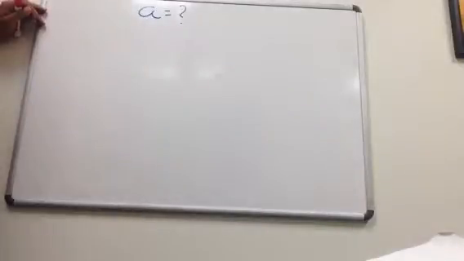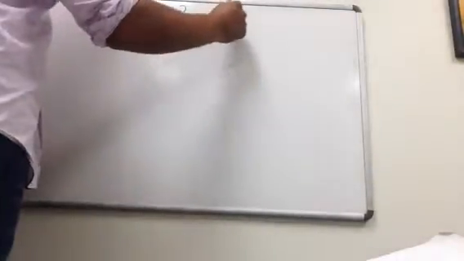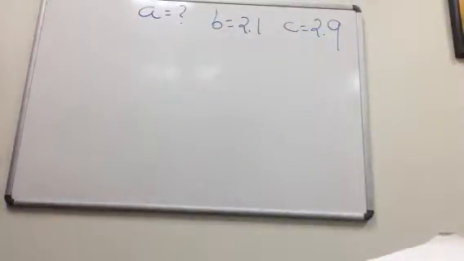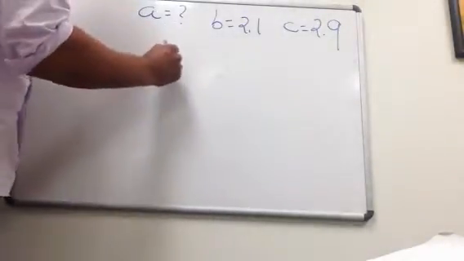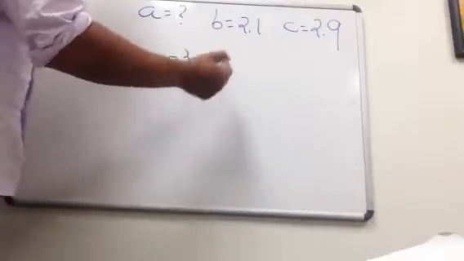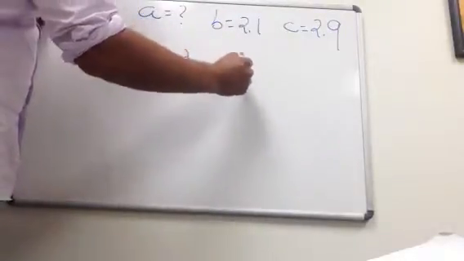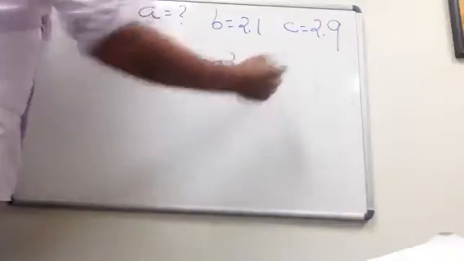Okay, so for number 2, A, I don't know, so that's the value I need to find. B, it's 2.1, and C, it's going to be 2.9. Okay? Now, according to the relationships we established before, and you can go back on the video, I told you that A squared is going to equal C squared minus B squared.